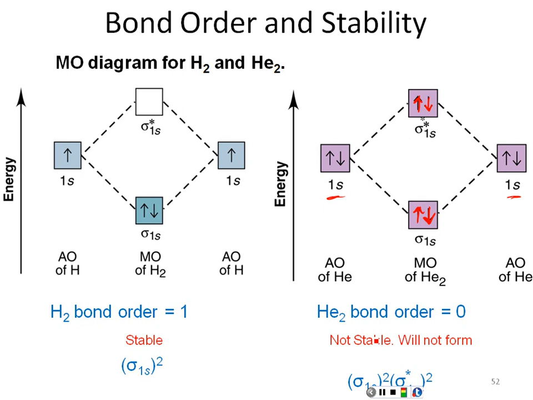And helium-2 does not form. And we can also write out its molecular orbital configuration, and that's shown here below. Sigma 1s2, sigma 1s star 2. And that means there are 2 electrons in the sigma orbital and 2 electrons in the sigma star orbital.